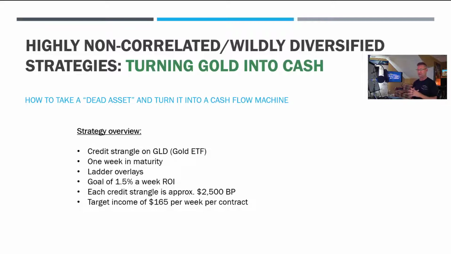So each one of these credit strangles takes about $2,500 of buying power. And then we're going to have two of them with a ladder simultaneously at all times. So it's about $5,000 that we'll commit to the strategy. The income target is about $165 per week per ladder. So for every $2,500, we're going to try to make about $165 in each week's segment, right?